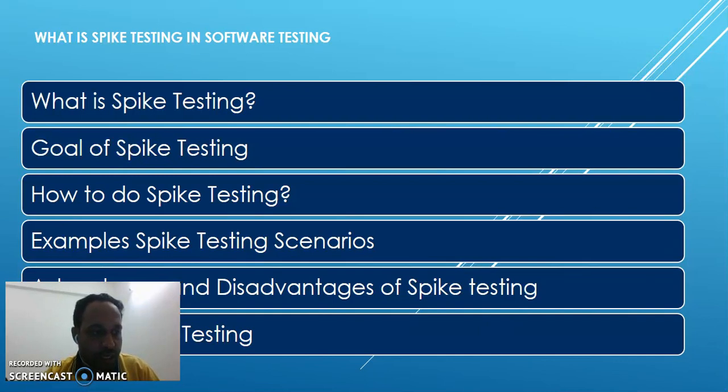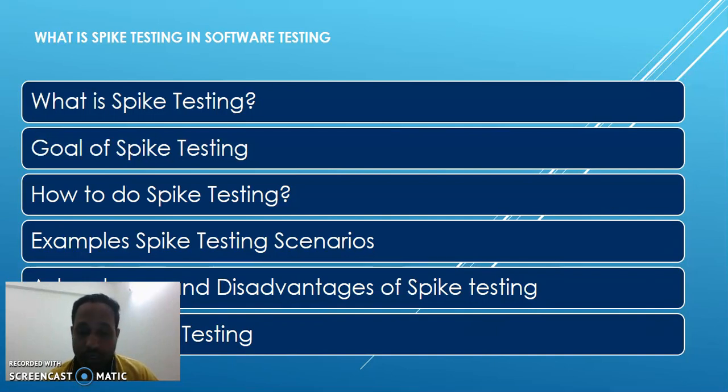Today we will touch upon what spike testing is, what the goal of spike testing is, and how to do spike testing. We'll take one real-time scenario that I have run through JMeter, analyze the results, and see how to analyze spike testing results, along with the advantages and disadvantages of spike testing. Finally, we'll close the discussion after understanding what tools for spike testing are available in the industry.